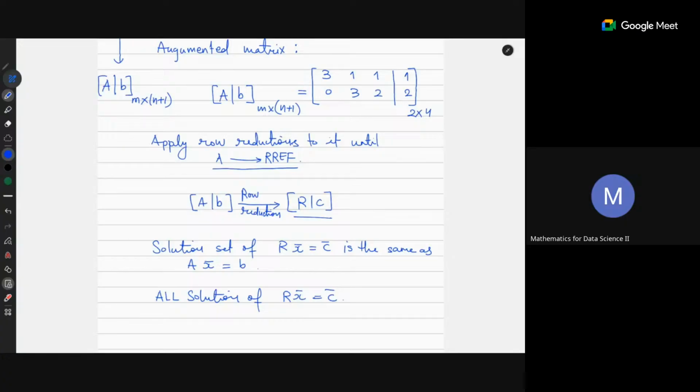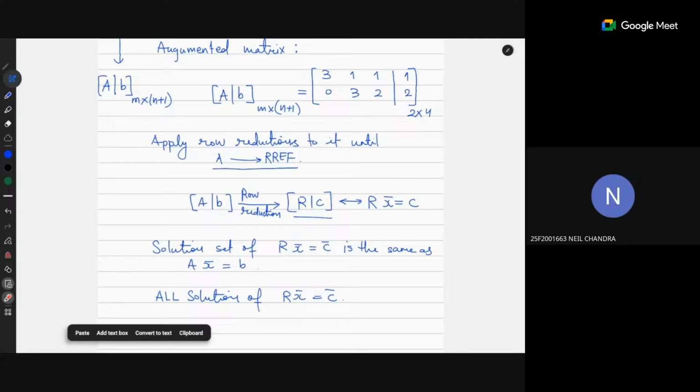Once you convert that, you perform the row operations on the column vector B also, and you obtain some new column vector C. Then you can rewrite this as the system of equations Rx equal to C bar. The solution set of this system is the same as the solution set of the original one.